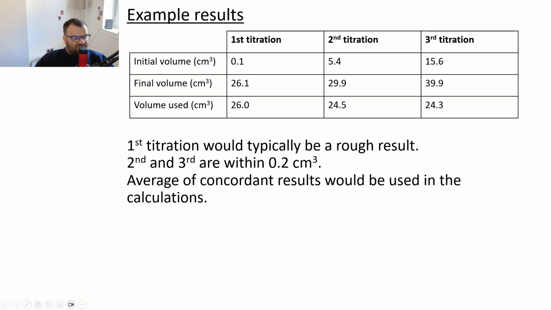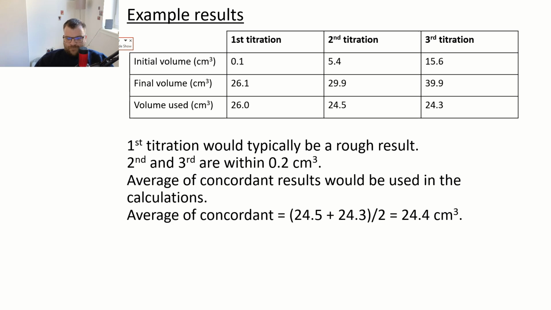They are within 0.2 of each other. This means we'd use the average of those two concordant results to use in our calculation. And that would give you 24.4 centimeters cubed as your average. And that's what you then use in your n = cv calculations moving forward.